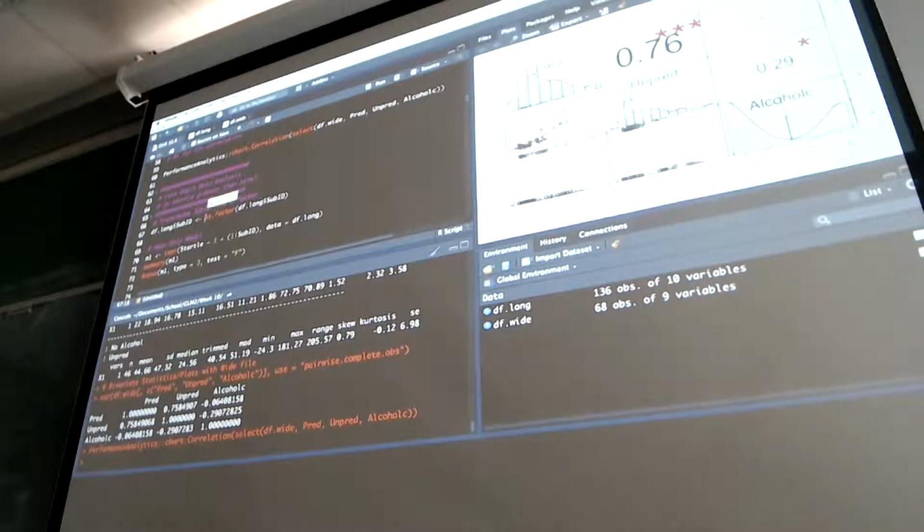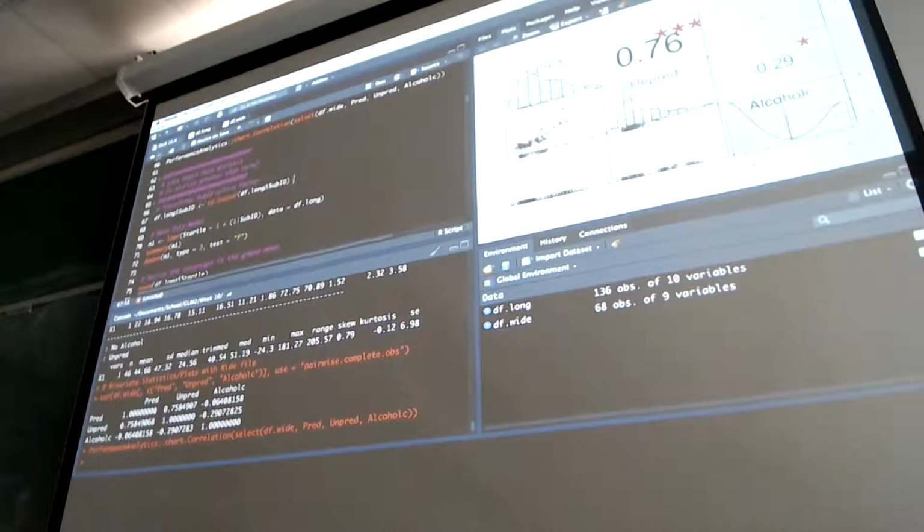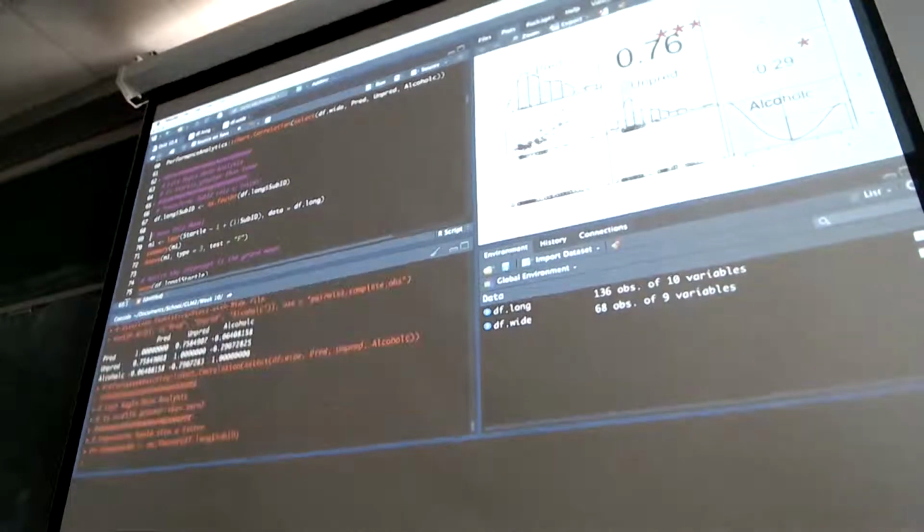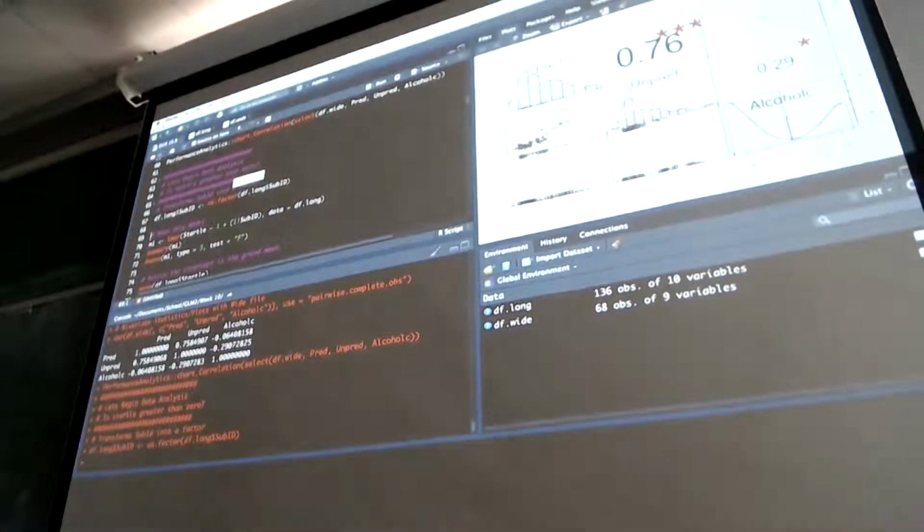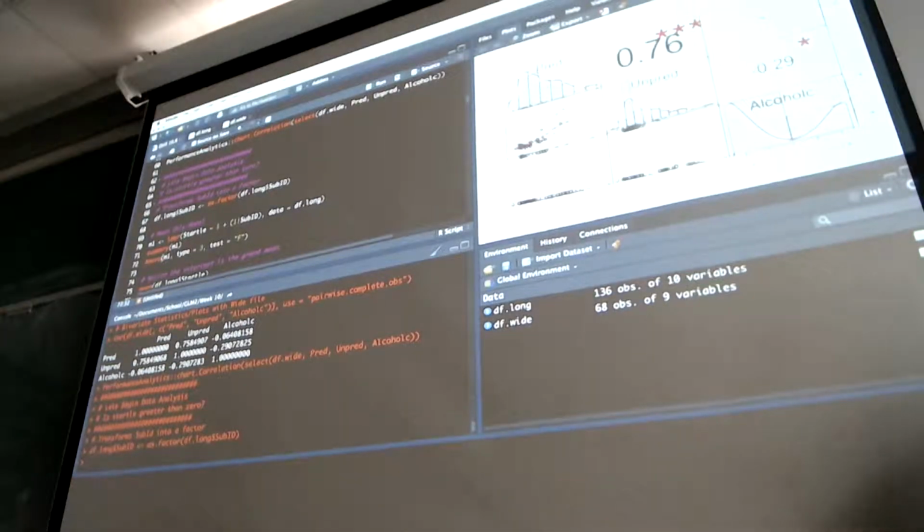So first we're going to use the long data frame, and we have to make the subject ID a factor. The reason we have to make subject ID a factor is that as we're using lmer, whatever variable is the unit at which we are considering data has to be a factor.